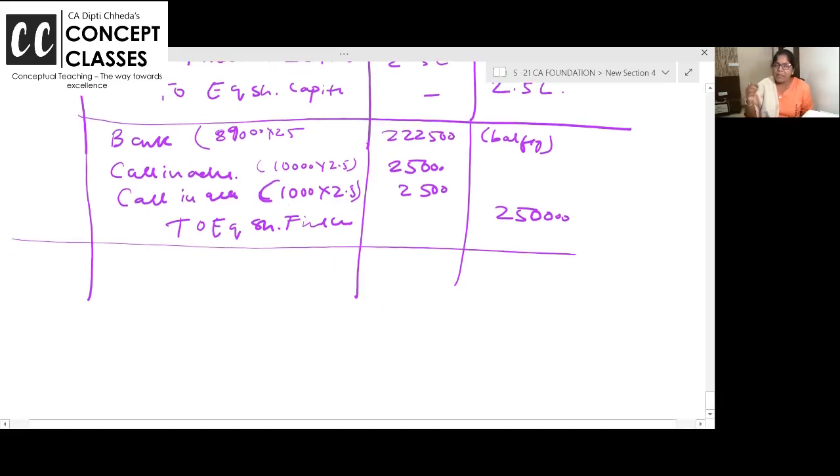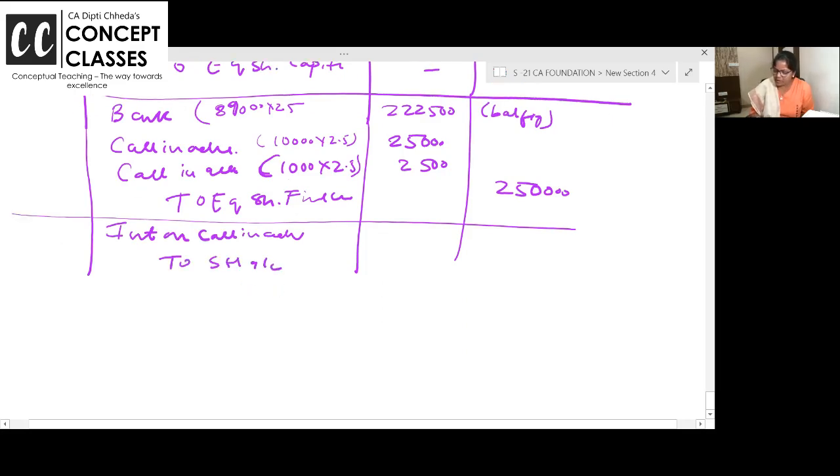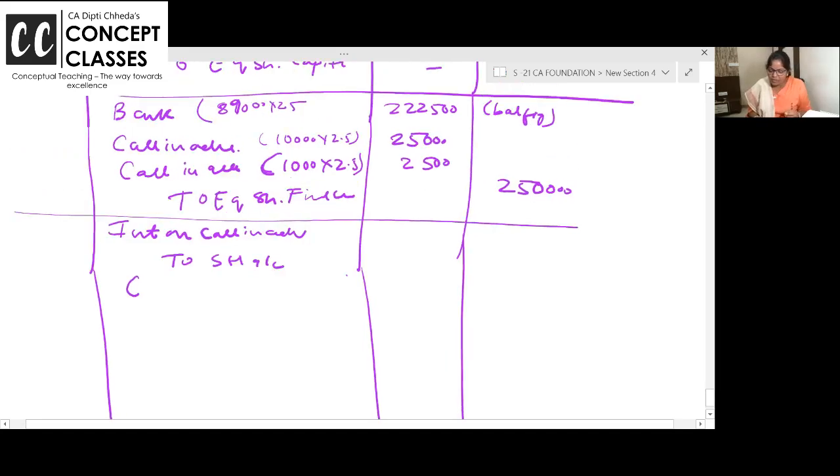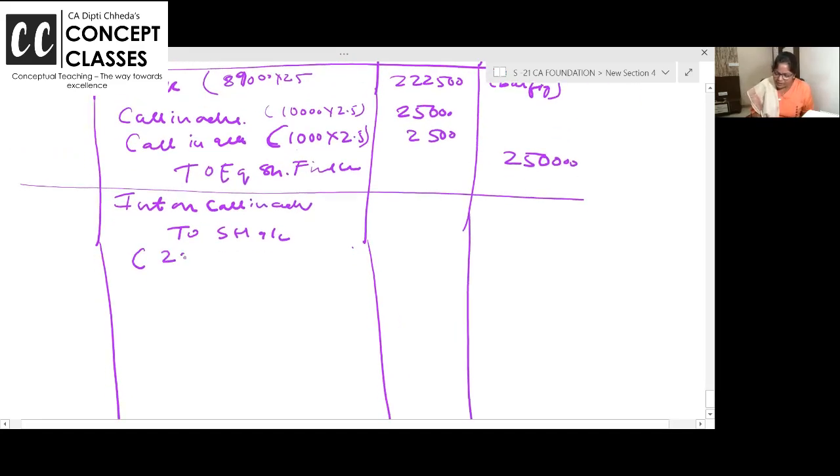Now it's time to pay interest to the shareholders. So we will pay interest at the rate of 12% on call in advance. Let us do that first. Interest on call in advance to shareholders account. How much interest? Which shareholder has given advance?